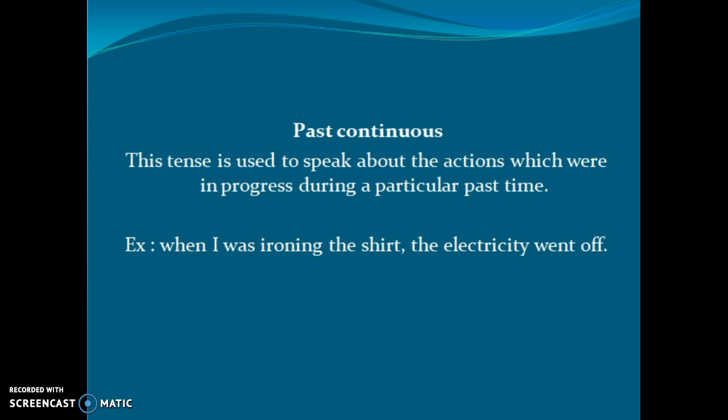Next tense is past continuous tense. This tense is used to speak about the actions which were in progress during a particular past time. For example, when I was ironing the shirt, the electricity went off.